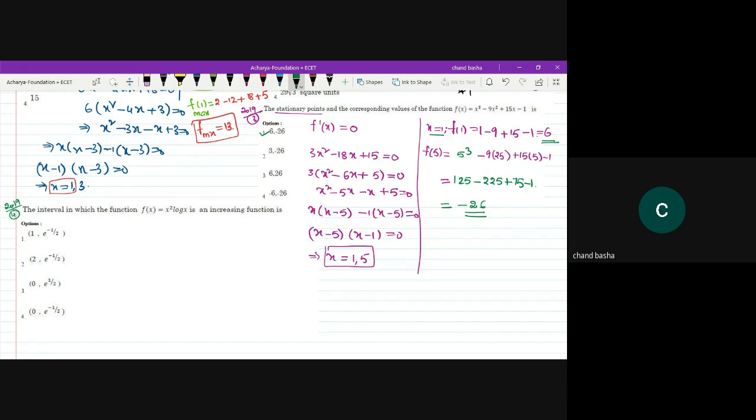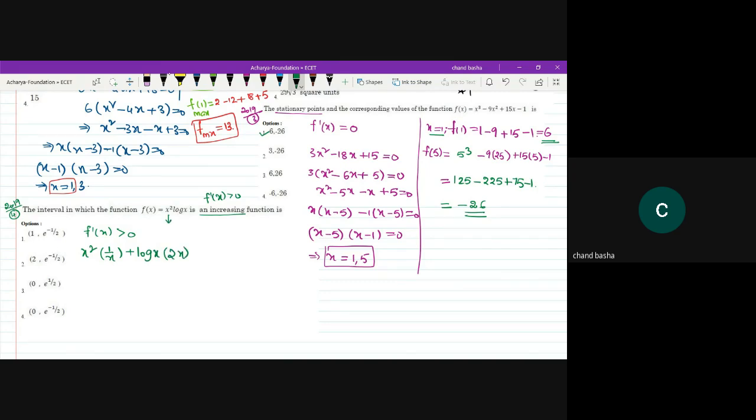Next problem. In which interval is your function increasing? Increasing means what is the condition? f dash of x greater than 0. First find out f dash of x, which is greater than 0 for an increasing function. x square will be outside, log x differentiation is 1 by x. Log x is outside, differentiation of x square is 2x.